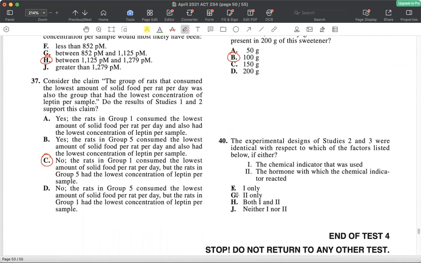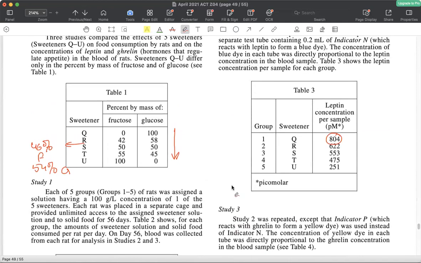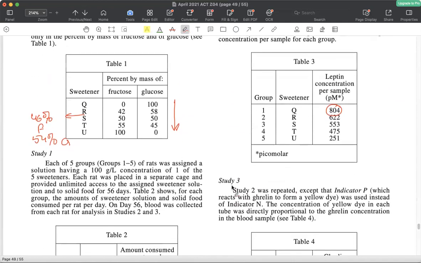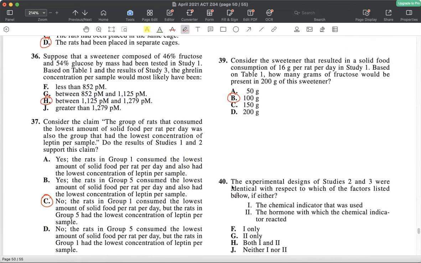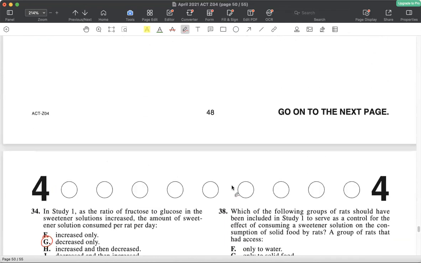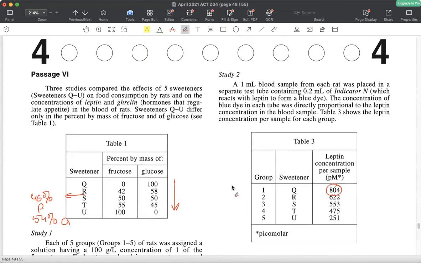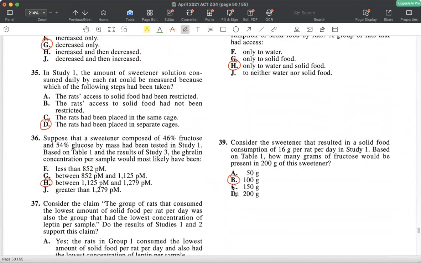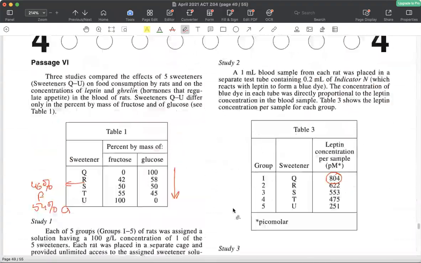Okay. The experimental designs of studies 2 and 3 were identical with respect to which of the factors listed below, if either they were identical. The chemical indicator that was used, no, the indicators were different, right? Otherwise, they were identical. The hormone with which the chemical indicator reacted. No, that's also different, right? Because the reason for using that indicator is the hormone. So neither 1 nor 2, J. Okay, so that was the science section.